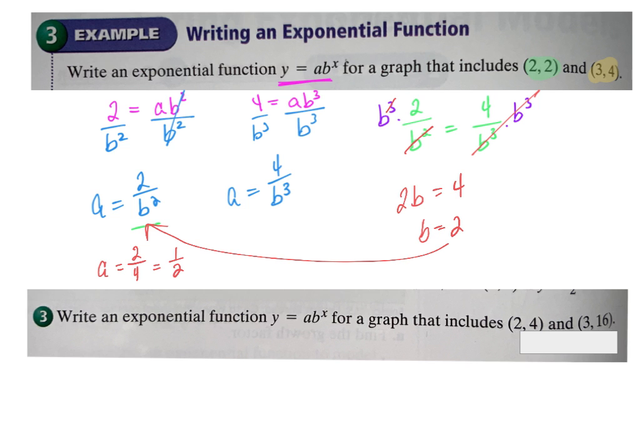And so to write the equation, I'm going to leave my Y and I'm going to leave my X. I'm going to fill in my A and my B. So Y equals A, that's 1/2, times B to the X. And that will be my function that goes through those 2 points. My exponential function that goes through those 2 points.